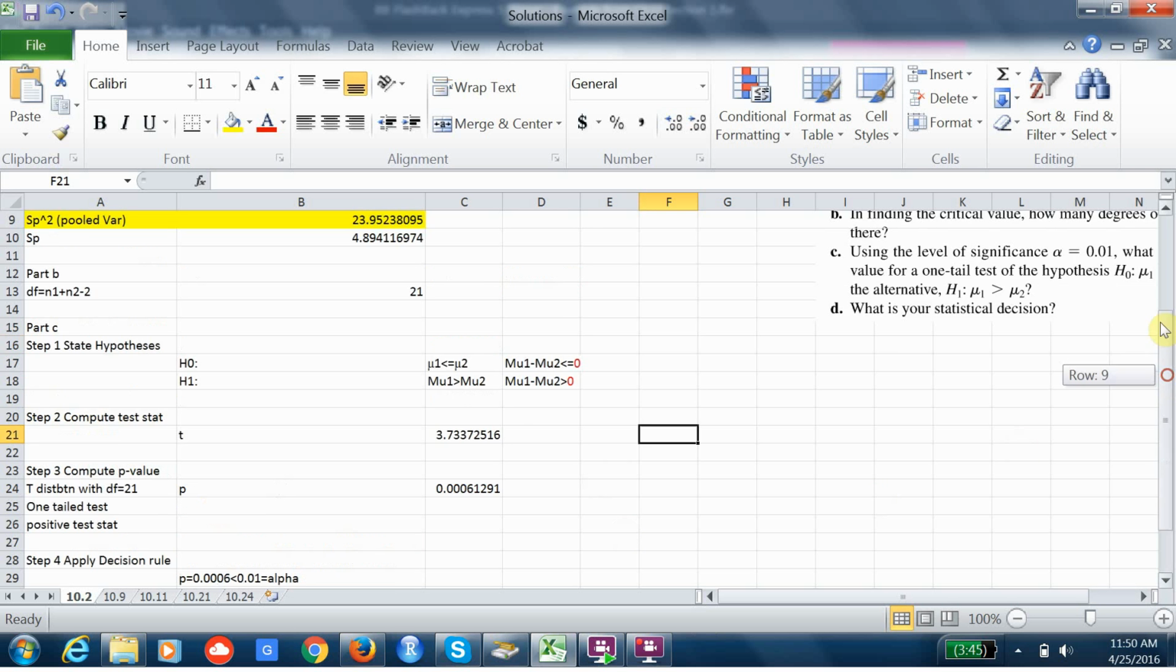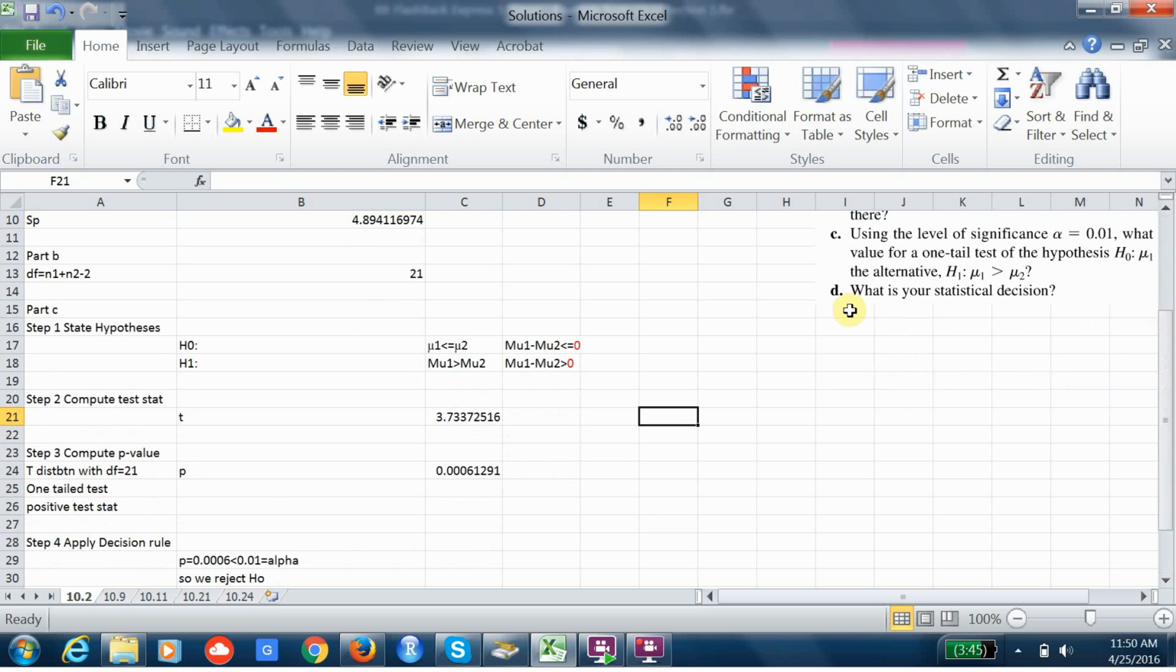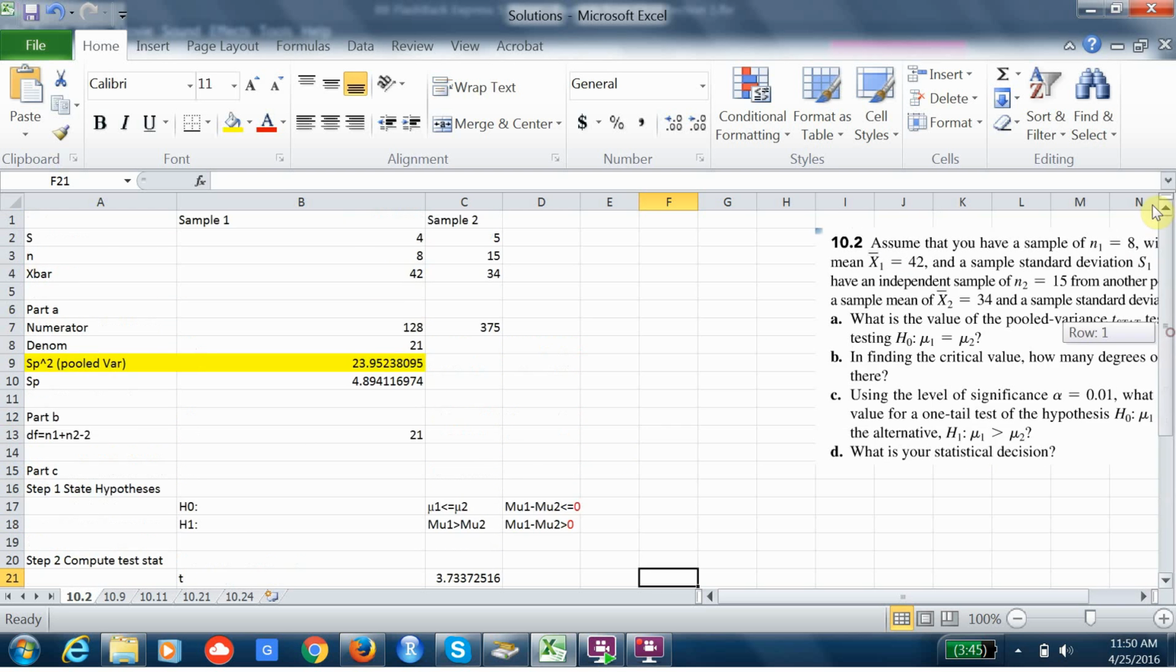And then of course that is our statistical decision. This is always step 3. All right, this is a good problem to practice on and think about. And if you have any questions, just let me know.